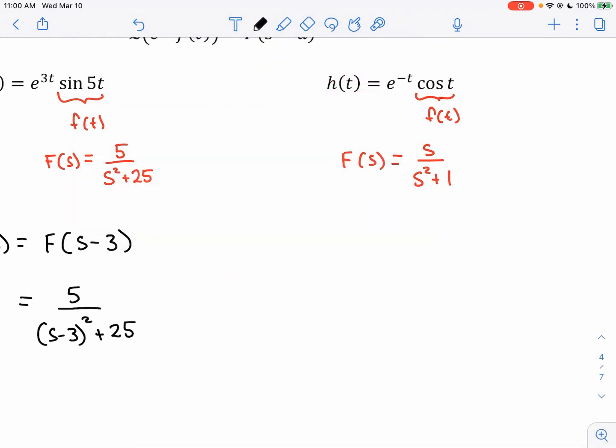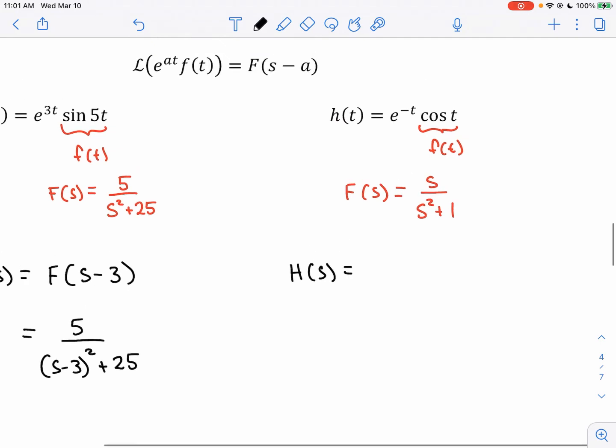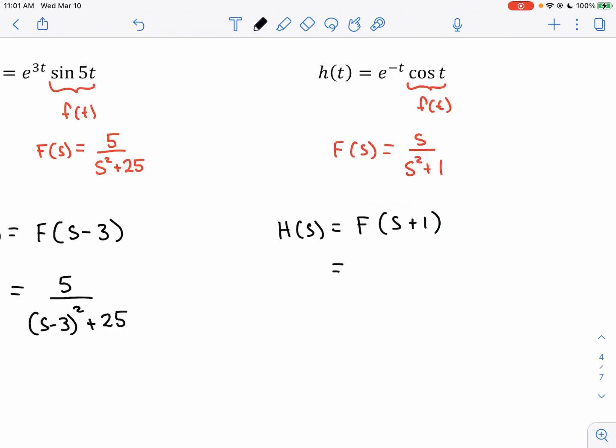And now referring back to our h, capital H of s, according to this identity, will be our F function, but evaluated at s minus a, where in this case, a is the coefficient of the t, so it's going to be s minus negative 1, so s plus 1. Okay, and this gives us, and there's a couple s's here in our F function, and we have to evaluate this function at s plus 1, so both s's get turned into s plus 1's. So s plus 1 over s plus 1 squared, and then plus 1.